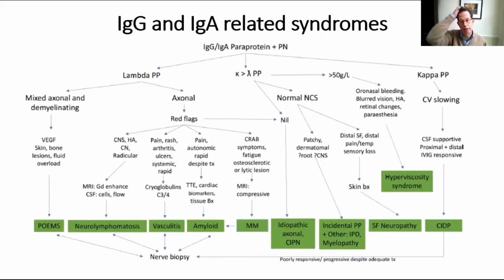The IgG and IgA related syndromes are perhaps less commonly related to the paraprotein, but there are a number of notable syndromes here that should be recognized. You'll see down here that once again we've got some hyperviscosity syndromes that very rarely cause neuropathy, CIDP that can occur in combination with an IgG or IgA paraprotein unrelated to it, idiopathic neuropathies, etc., that are unrelated. So we'll concentrate on these conditions over here on the left.